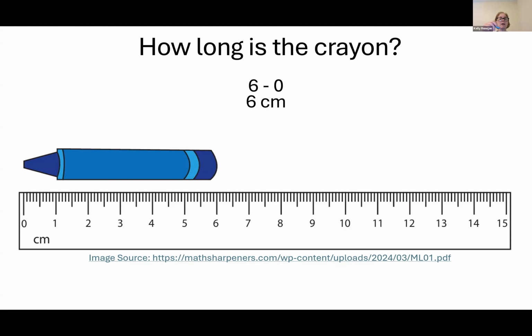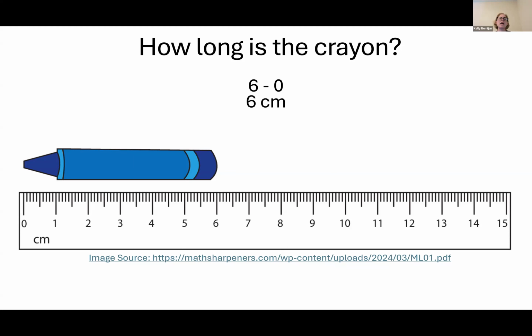Another person might say, well, it ended at 6, it started at 0, and I took 6 minus 0, which gave me 6 centimeters. Different ways of looking at it. And some people might say, I just know it's 6. And probably a lot of us would say that. And our students are going to come back and say, well, I know it's 6, but how do you know? How do you justify? What is it? How do you see this?